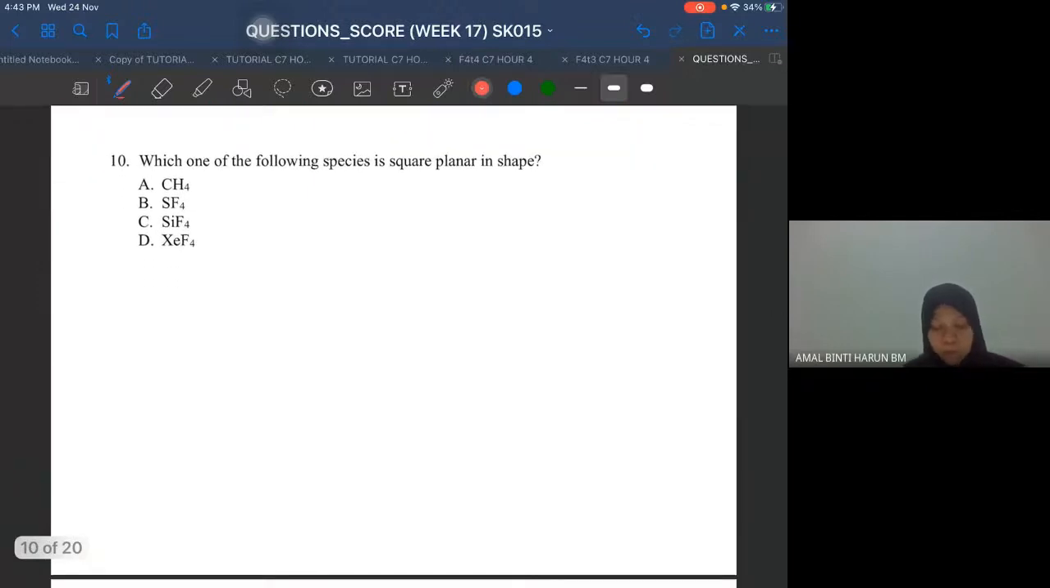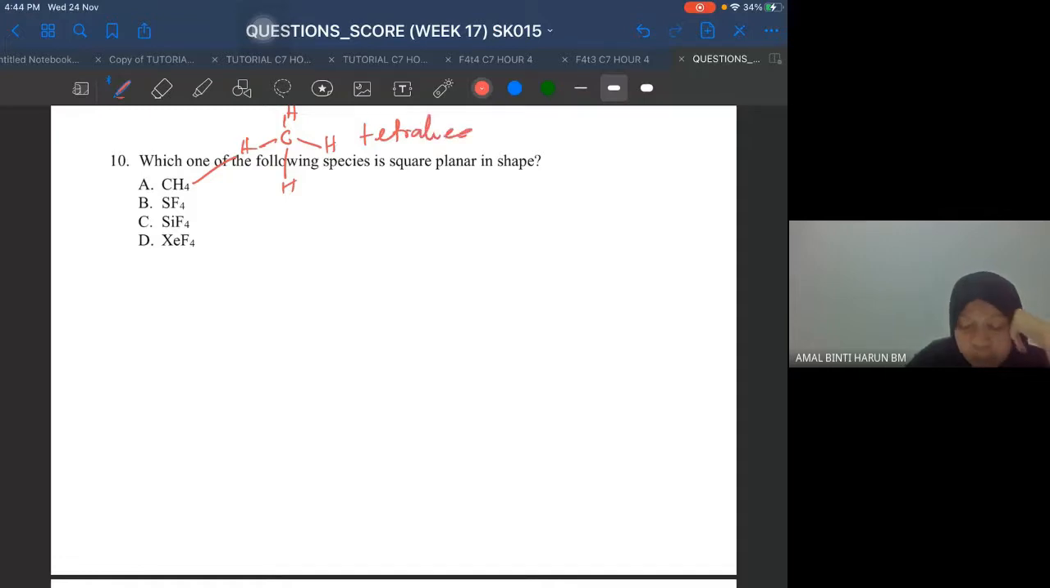Nombor 10, which of the following species is square planar in shape? Okay, so kalau you nak tahu square planar, ini kan, jawapan juga. EH4 ni, ini je lah yang kita boleh terus lukis kan. Yang lain mana kita ingat. Ini tetrahedron. So adakah kita nak start lukis satu-satu? Soalan jahat. Dia akan cuba nak ambil masa kita kan. So kita kena bijak. So kita kena jangan ikut sequence. Lepas lukis ni, nak lukis ni, nak lukis ni, baru nak lukis ni. Okay, kita pick randomly. Now let's draw which one first. Kita lukis xenon F4 first.